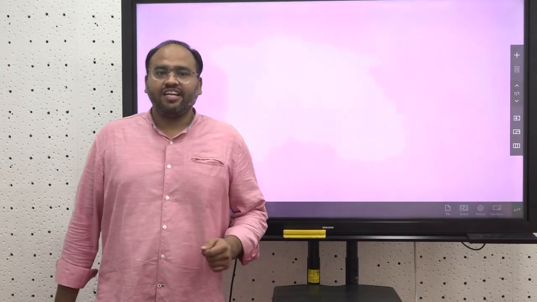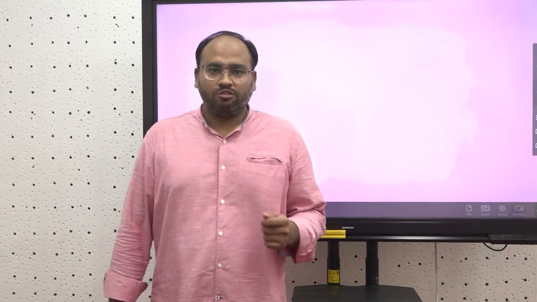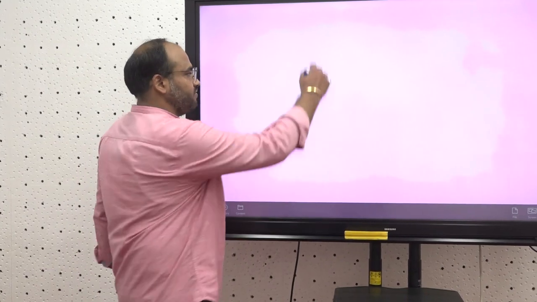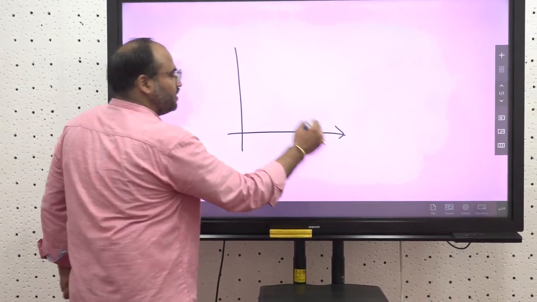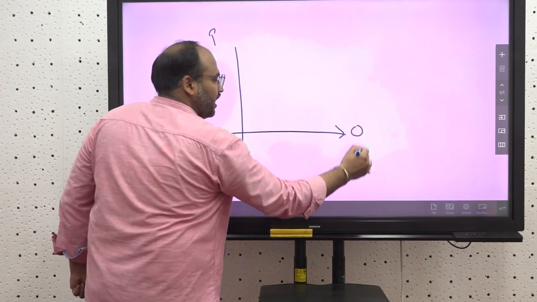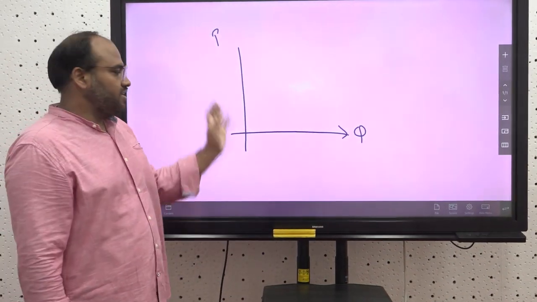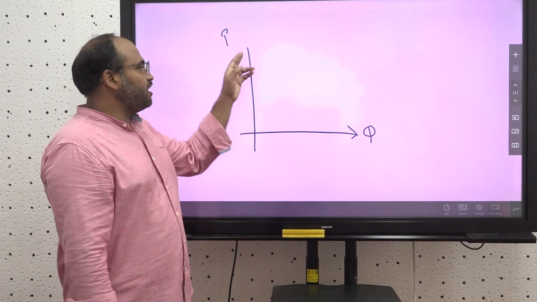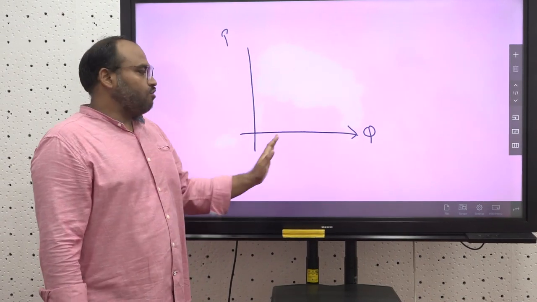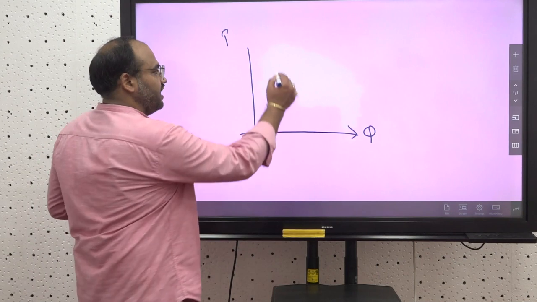Now, upon understanding the concept of demand, let me introduce you to the law of demand. What is the law of demand? The law of demand says that, considering all the variables constant, if the price of a commodity falls, then the quantity of the commodity demanded rises, and vice versa. Which means that if you plot a demand curve, with price on the y-axis and quantity on the x-axis, and the price of a commodity is higher, then the quantity demanded of that commodity is less.